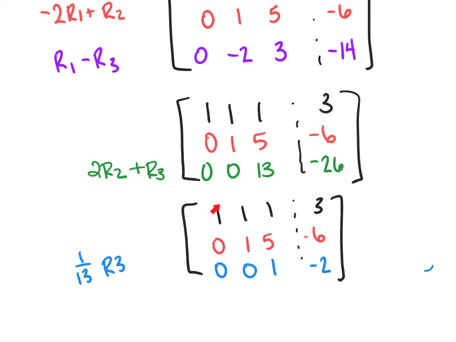What do I have on my diagonals now? 1s, right? What's beneath the 1s? Zeros. What do I need to have above the 1s? Zeros. And these zeros above the ones as well. Does everybody understand that? So how do I get a 1 right here?